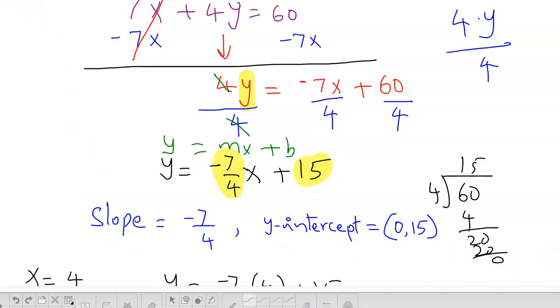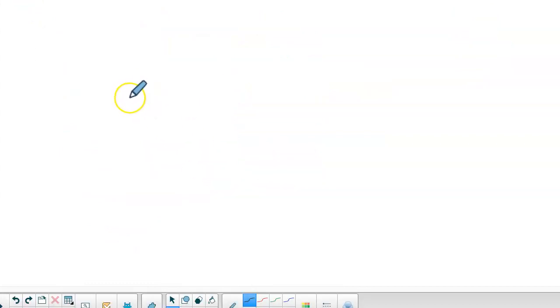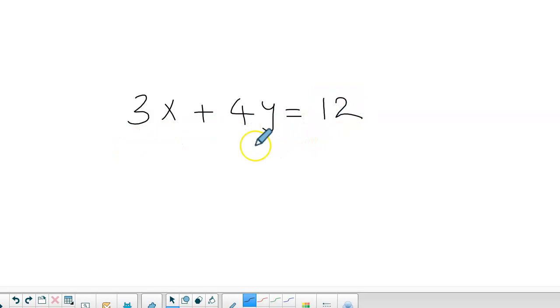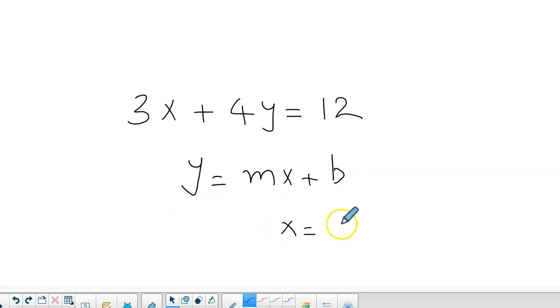Also, please try this one. A linear equation given to us in the standard form as 3x plus 4y is equal to 12. Convert this into the form y is equal to mx plus b. And then find the value of y for x is equal to, let us say, 6, and also if x is equal to 8, what is the value of y? y is equal to how much? So please try this.